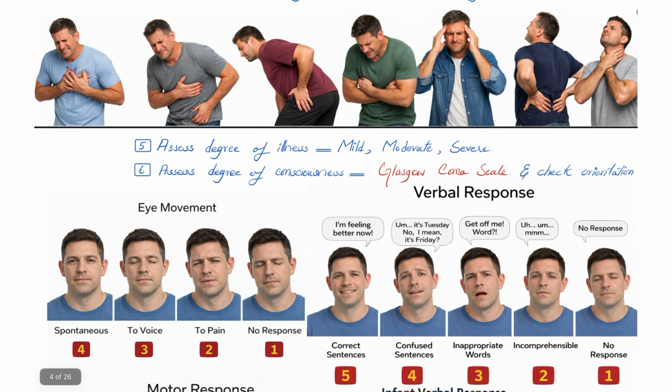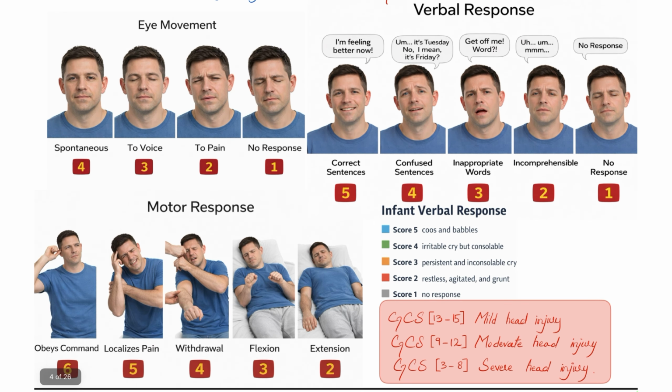Now, the Glasgow Coma Scale has three components. First is the eye component, second is verbal response, and third is motor response. In the eye component, if the patient opens his eyes spontaneously, it is given a score of 4. If the patient opens his eyes only when asked, this is score 3. If the patient opens his eyes when pain is given, it is score 2. And if there is no response to pain, then this is score 1.